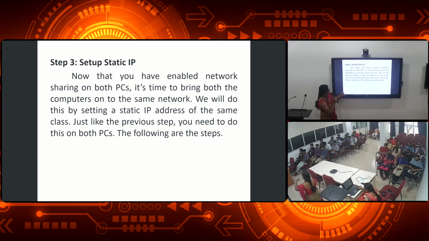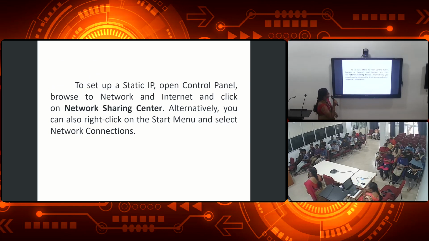Okay. Next. So to set up a static IP, once you enable that previous option on both the systems, the next step is we are going to set up a static IP, right? For that, again you open the control panel, browse to network and internet and click again on network sharing center. You can also right click on the start menu and select network or either this option.